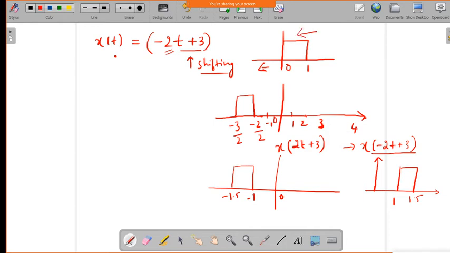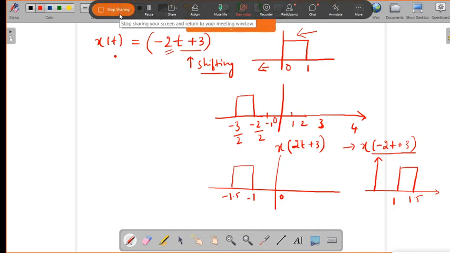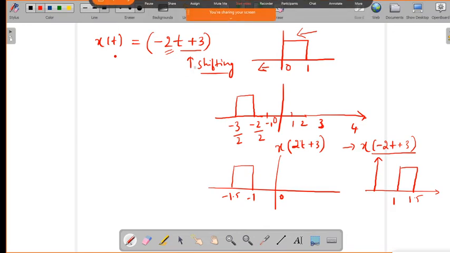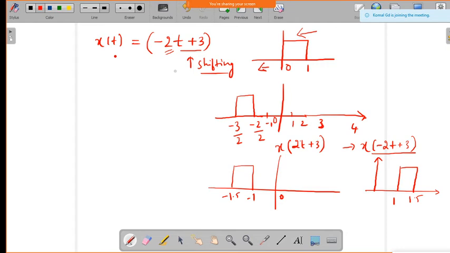So all these 3 operations which we have done here, is it understood? Yes, sir. Is anybody having doubt in the operations on the signal? All the 3 which we performed here, that is shifting, scaling and reflection, is it not?